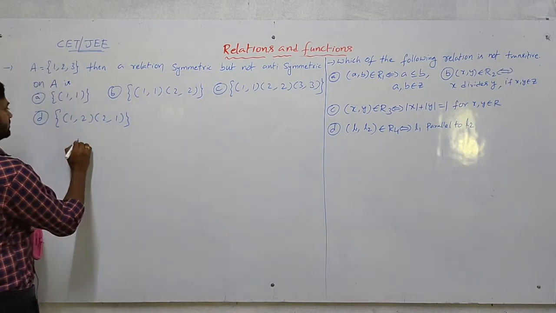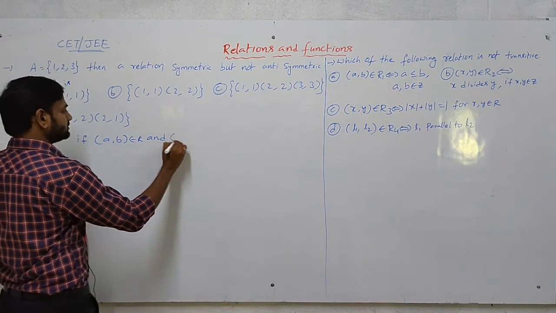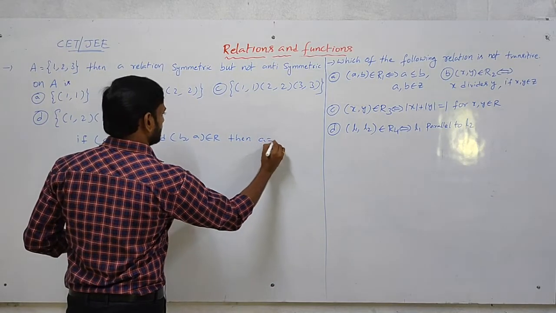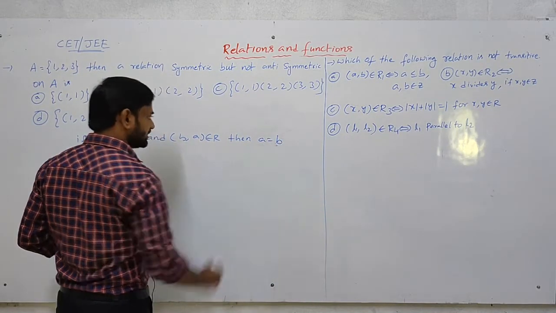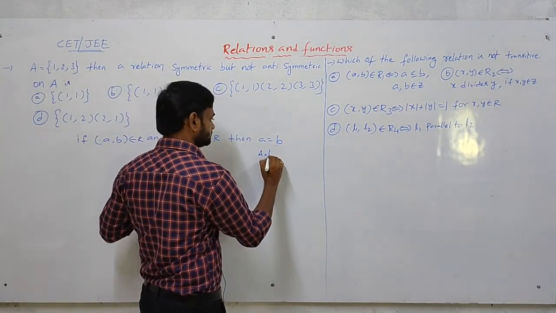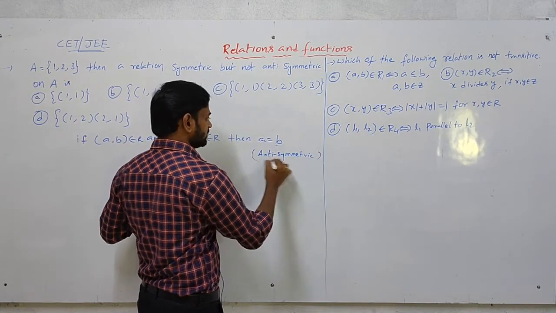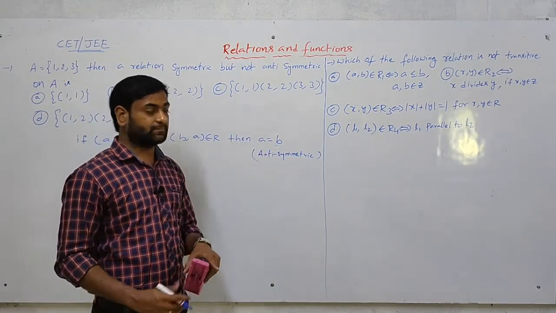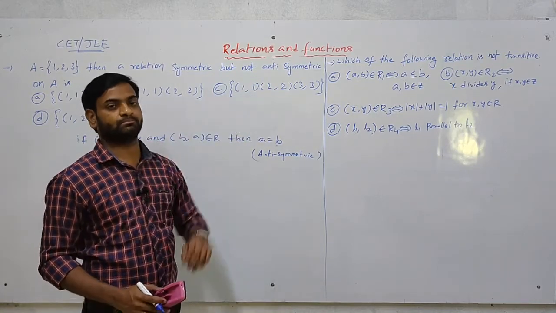Already I gave this one. If (a,b) belongs to R and (b,a) also belongs to R, then a is equal to b. This one is important: a is equal to b. When it is a equal to b, then we can say it is antisymmetric. If it is a not equal to b, it is not antisymmetric. That means he is asking not antisymmetric, so compulsory a not equal to b.